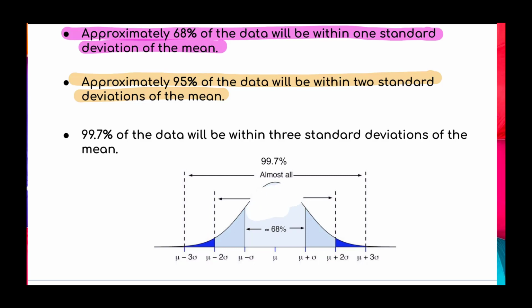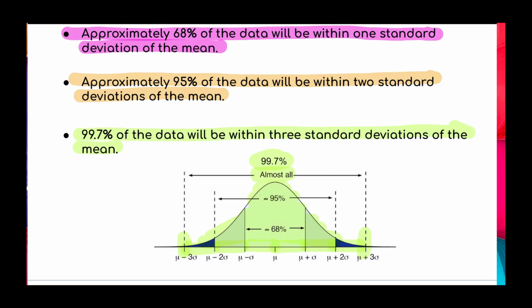So if you go out 1 standard deviation each way from the mean, that's 68% of the data approximately. If you go out 2 standard deviations each way from the mean, that's approximately 95% of the data. And then 99.7% of the data will be within 3 standard deviations of the mean. So if I go from the mean up 1, 2, 3 standard deviations right here, and if I go down 1, 2, 3 standard deviations right here, that's approximately 99.7, which is almost all of the data.